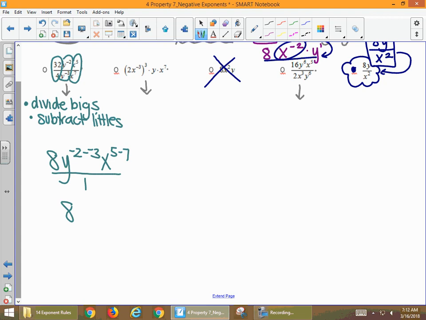So negative 2 minus negative 3, minus a negative is plus, so that's just going to be y to the 1st. 5 minus 7 is negative 2. And again, that's over 1. That's the top of our fraction. So that tells us that this x to the 2nd would need to go to the bottom. And that matches our answer over there. So this guy also.